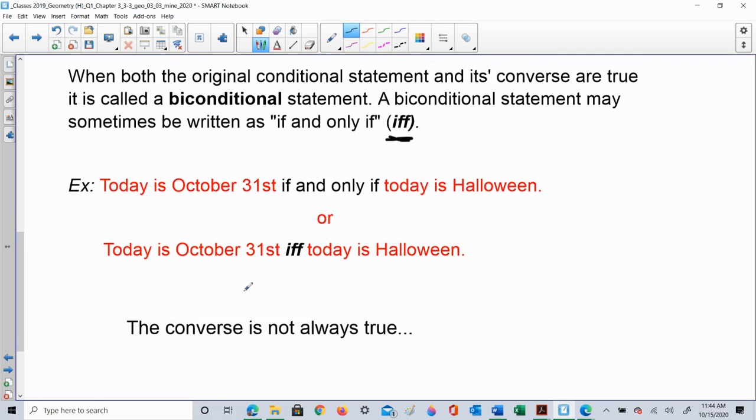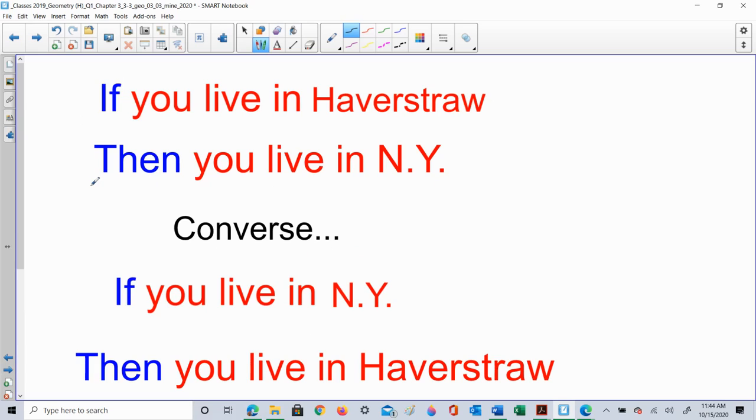The converse is not always true. For the most part, what we deal with will be true, but it's not always true. Let's look at this one. If you live in Haverstraw, then you live in New York. There's our hypothesis. There's our conclusion. That is true. Well, relatively true. There could be a Haverstraw somewhere else, but for our purposes, it's true.